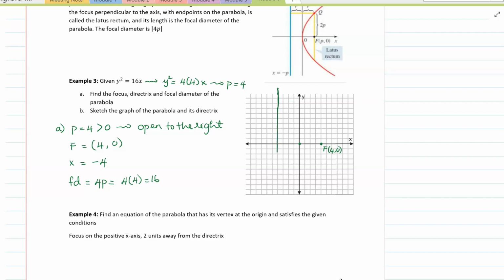So this is our directrix, x equals negative 4. Now we will use the focal diameter to find the next point on the graph. Since it is 16, this means that the next point is 8 units away from the focus point. So 2, 4, 6, 8, this is one point. 2, 4, 6, 8, this is the other. So here is our parabola that is open to the right, and this is y squared equals 16x.